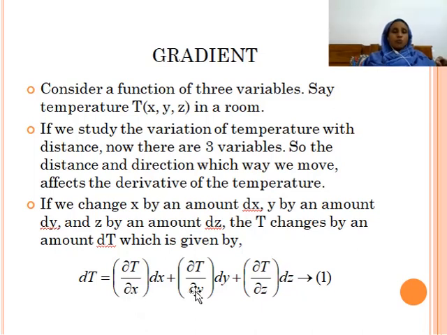Okay, if you move along the y direction, the proportionality factor or the slope is given by this. If you move along the z direction, the corresponding slope is this. But we know that the temperature has dependence on all these directions. So the variation is given by this expression. The change in temperature is given by dT equal to dou T by dou x into dx plus dou T by dou y into dy plus dou T by dou z into dz.